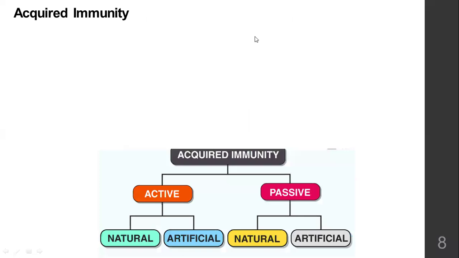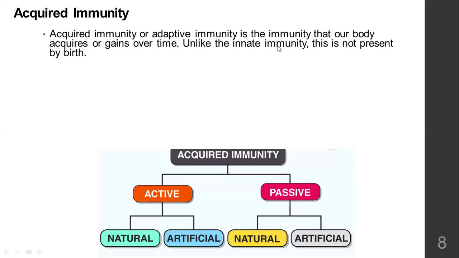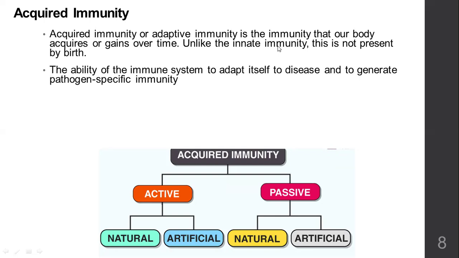Now coming to acquired immunity, which you acquire as you progress in life. It is an immunity that your body acquires or gains over time, and it is not present by birth. The ability of the immune system to adapt itself to disease and to generate pathogen-specific immunity is what we call acquired immunity. The antibodies which are made here are pathogen specific.